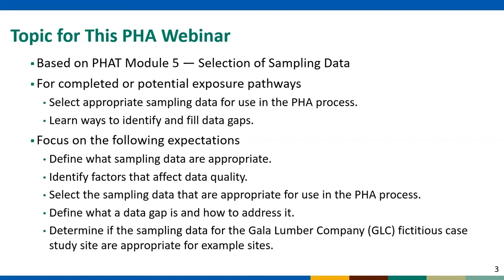define what a data gap is and how to address it, and finally, determine if the sampling data for example sites, such as the Gala Lumber Company, are appropriate. You'll hear us refer to the Gala Lumber Company as the GLC Case Study Site, or GLC site for short. So why is it important to select appropriate sampling data?